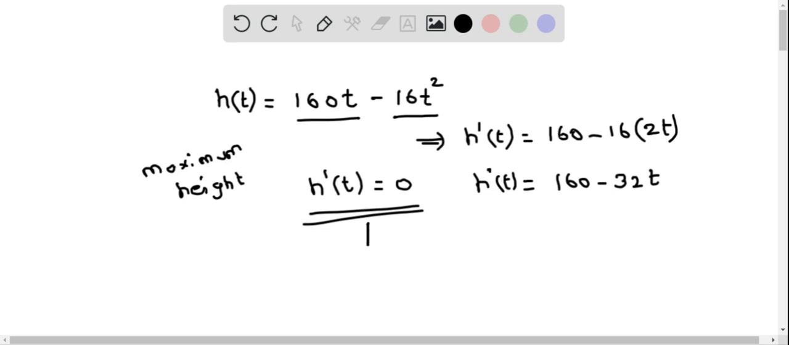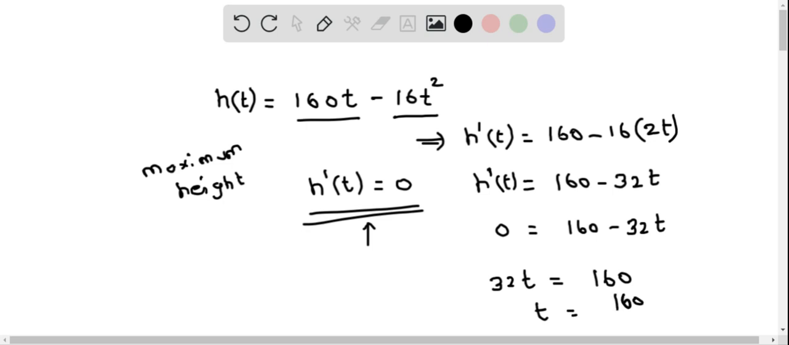We need to set this equal to 0. So I set h prime of t equals 0, and this equals 160 minus 32t. Now let's solve for t from this equation. We add 32t on both sides, so we get 32t equals 160, and therefore t equals 160 divided by 32, and this equals 5.